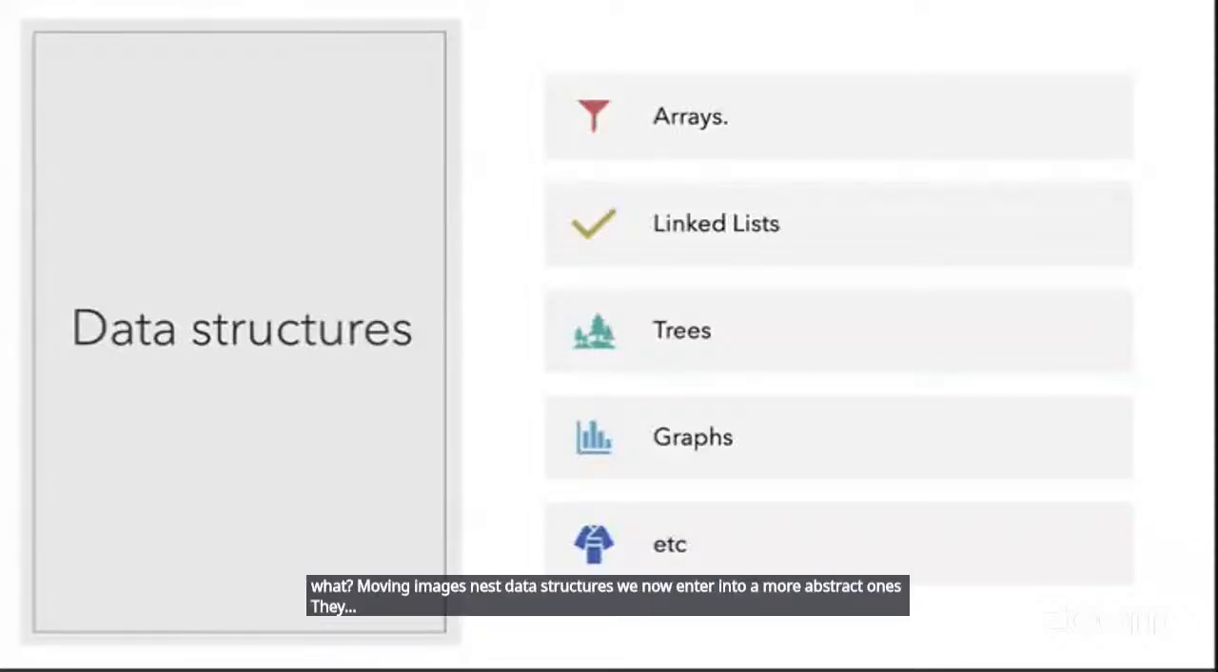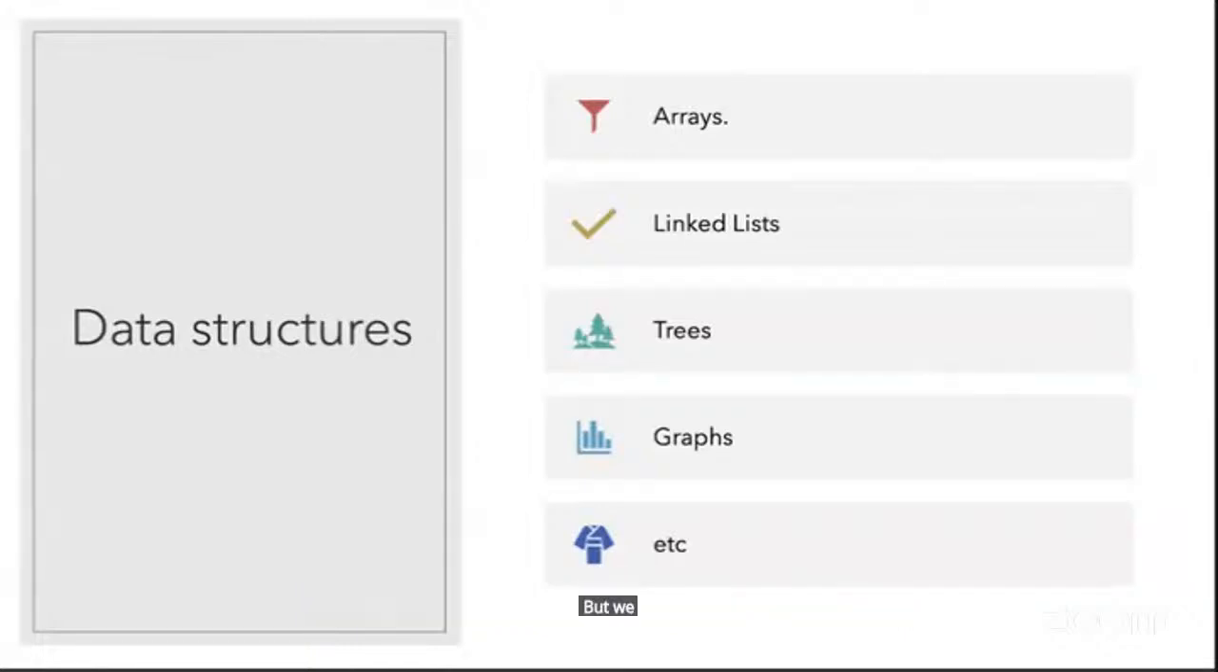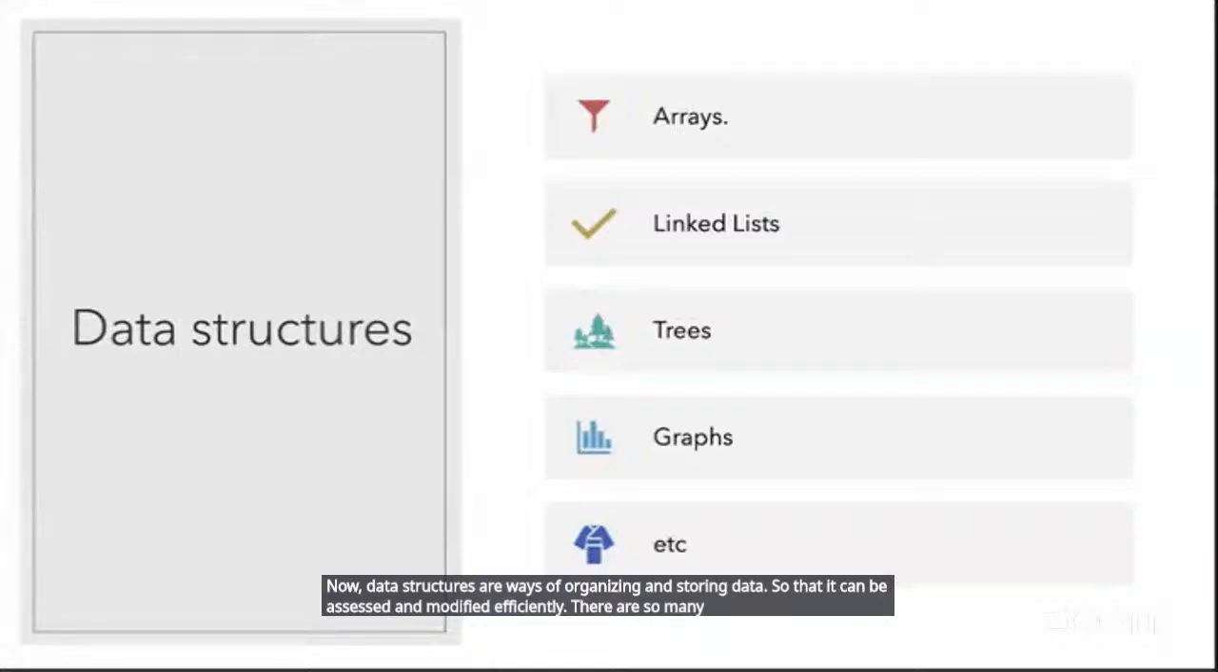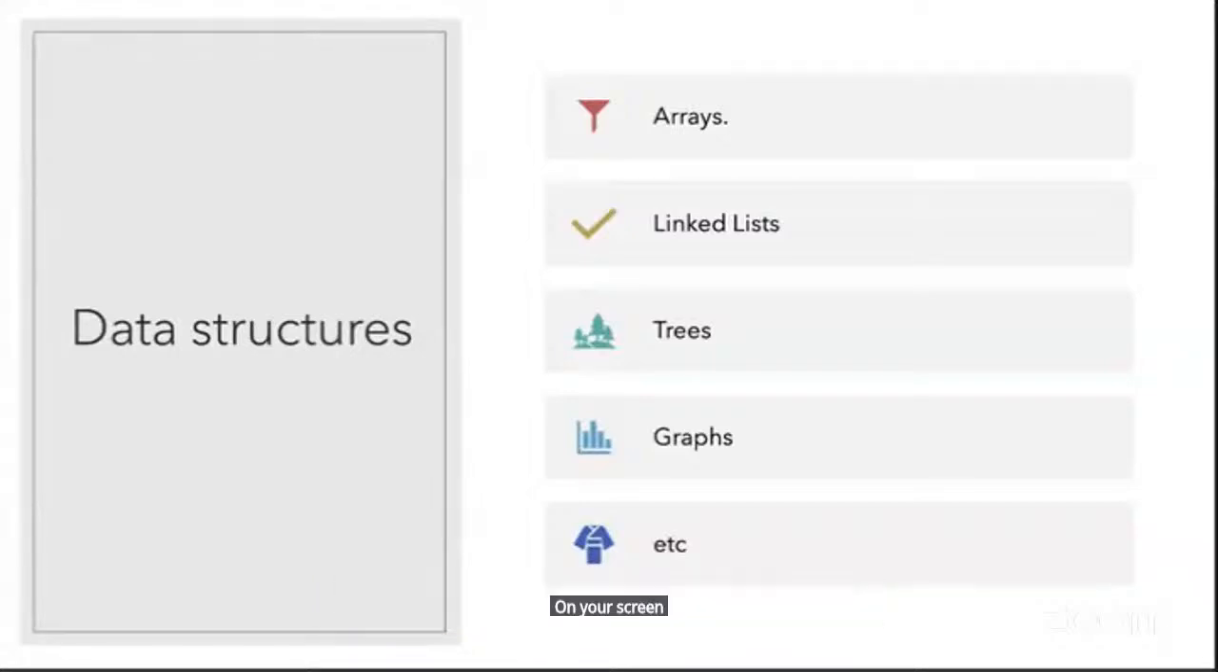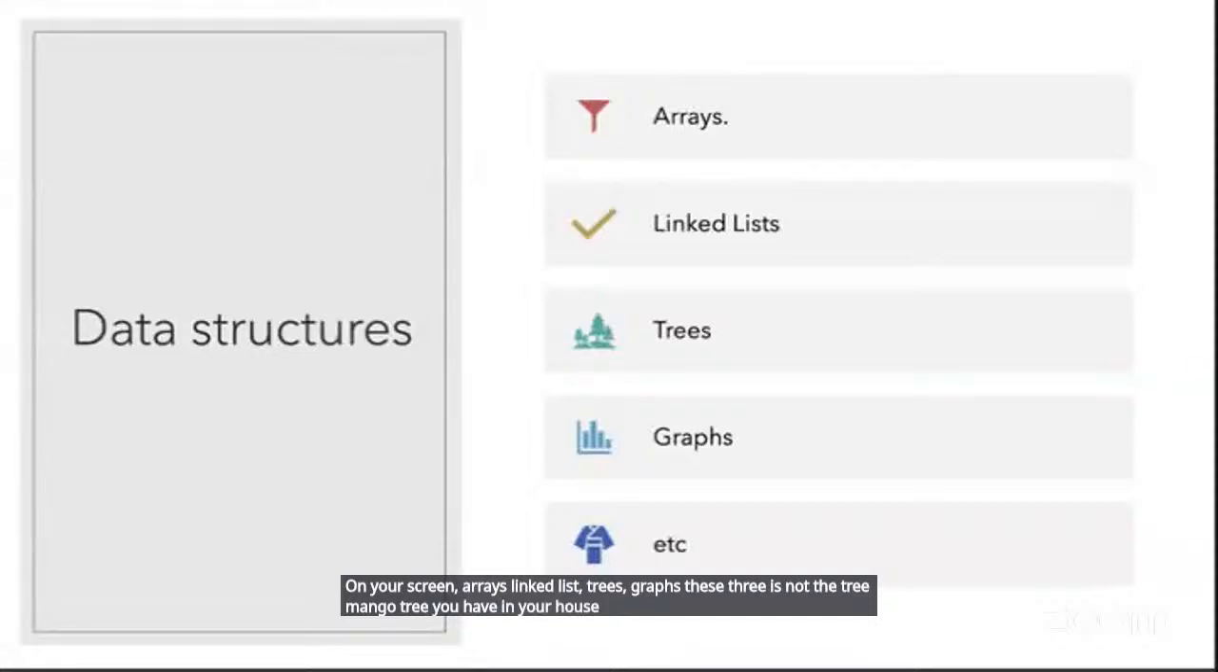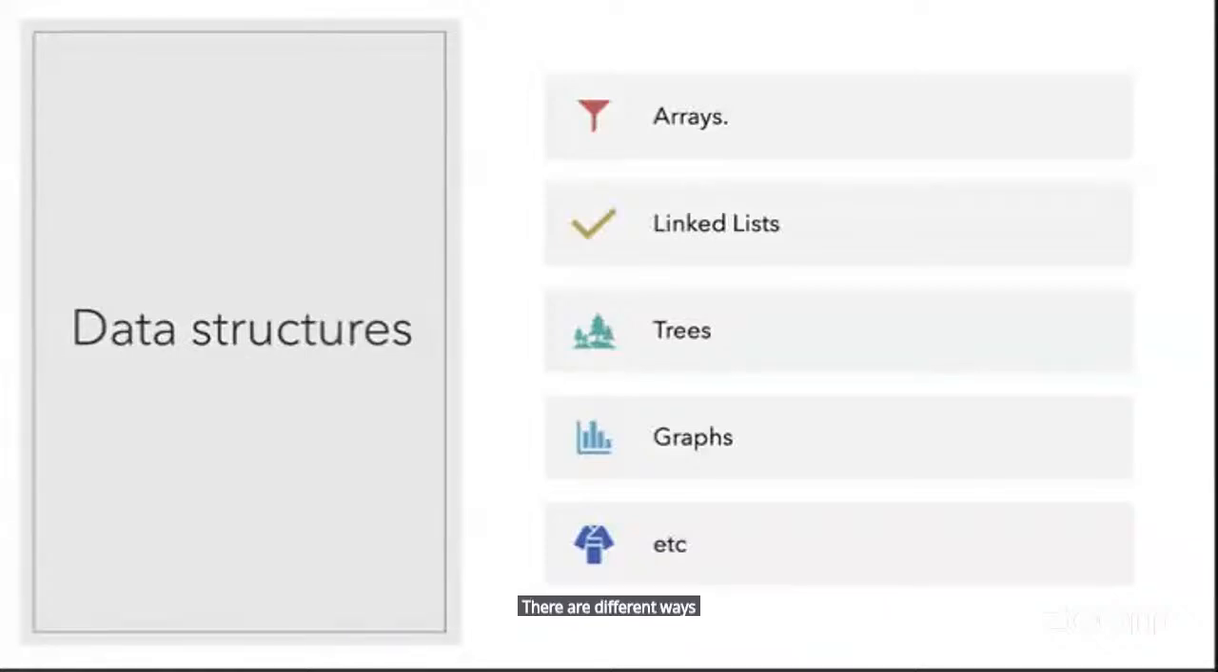The next, data structures. We now enter into more abstract ones that will be a little bit hard for you to understand at this stage, but we still have to try and pass through them one after the other. Now, data structures are ways of organizing and storing data so that it can be accessed and modified efficiently. There are so many ways, but I just listed 4 on your screen. Arrays, linked lists, trees, graphs. This tree is not the mango tree you have in your house. These are abstract ways computers arrange information in memory. There are different ways it can arrange any information you give the computer.